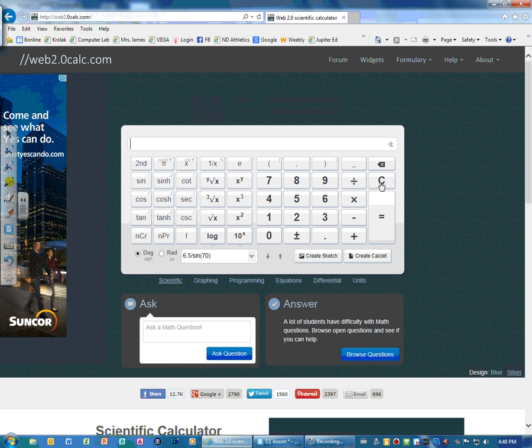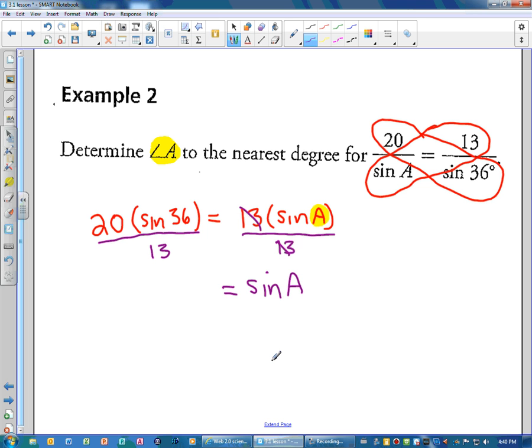So let's go to your calculator. Take 20, multiply by the sine of 36. I always press enter at this point, and then divide by 13. So 20 times the sine of 36 divided by 13 is 0.904. Now it didn't ask for the sine of A, it asked for angle A.